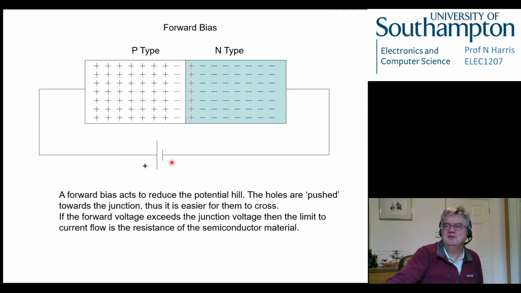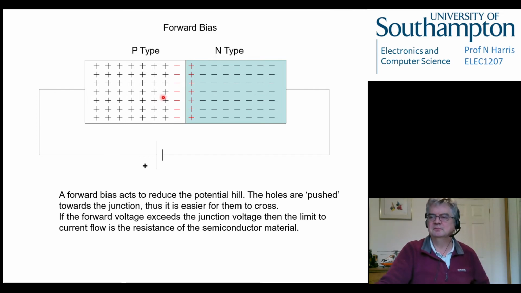Okay, and one way of giving them some energy is to apply an external voltage. So if we put a potential across this thing now, a forward bias acts to reduce the potential hill, or if you think of it the other way, it gives the holes and the electrons more energy to get up over the hill. Thus it's easier for them to cross.